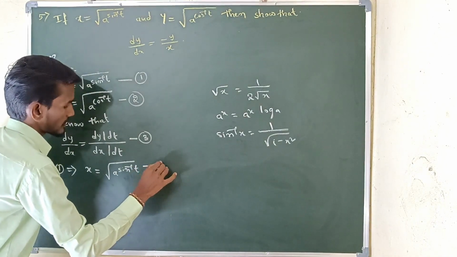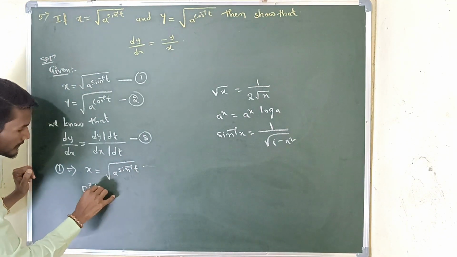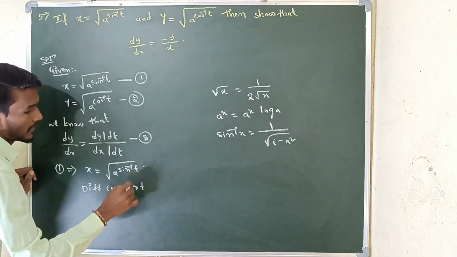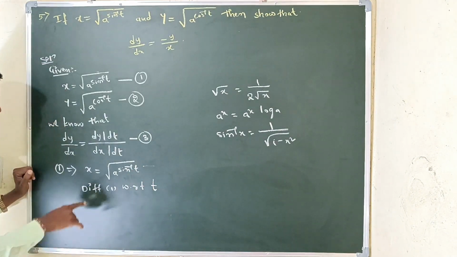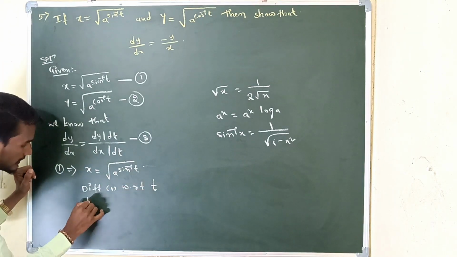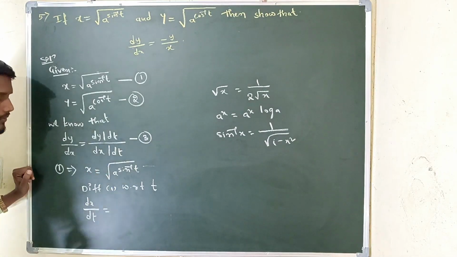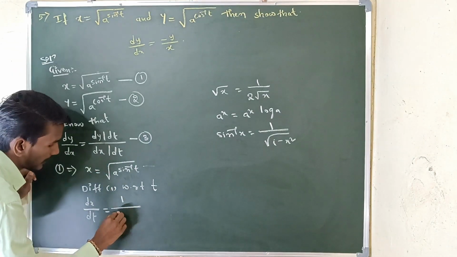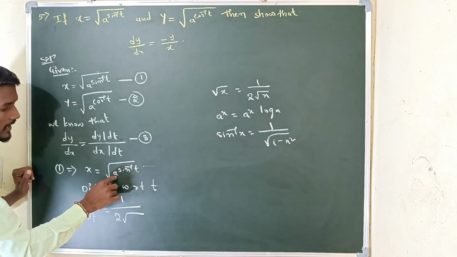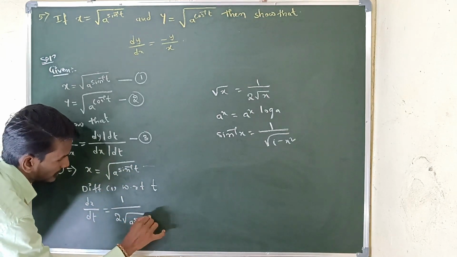I'll take this one as the equation number already taken. Differentiating equation number 1 with respect to the parameter t, you have to take t, then derivative of x with respect to t, it is dx divided by dt. First, root x derivative is 1 divided by 2 root x. Then x is nothing but a to the power sin inverse t, you have to write a to the power sin inverse t.